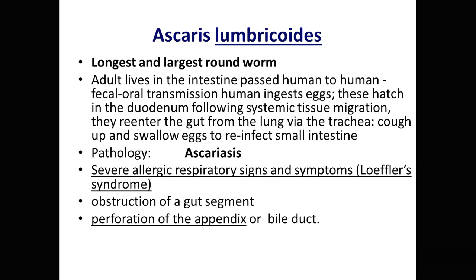Ascaris lumbricoides is the most widespread roundworm, and the adult worms, male or female, live in the intestines, and infection is transmitted through the fecal-oral route, and humans ingest the eggs. Then the eggs hatch in the duodenum, and then the hatching larva moves to the blood, then to the lung, and then this larva is coughed up again and swallowed, and the parasite enters the gut.